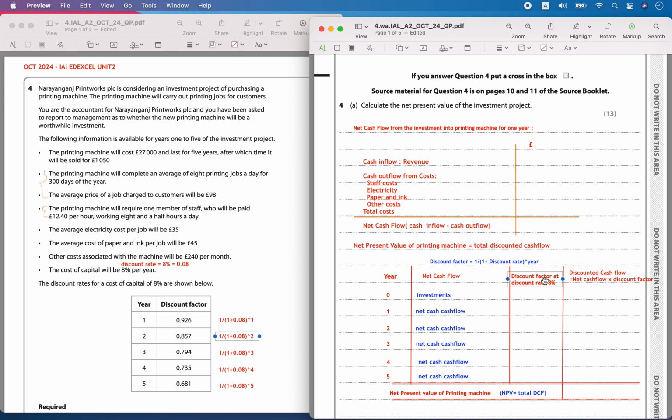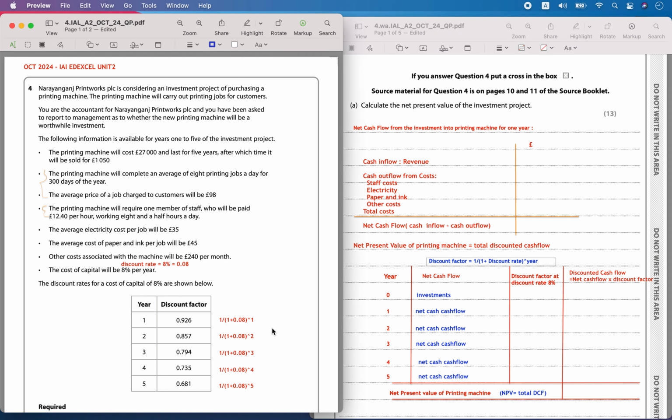I will calculate the net present value of the printing machine. They have given the discount rate of 8%, and there is a formula for calculating the discount factor. The discount factor is 1 divided by 1 plus the discount rate, raised to the power of the year. So 1 divided by 1 plus 0.08 raised to the power 1, then raised to the power 2, 3, 4 and 5. These are the discount factors.